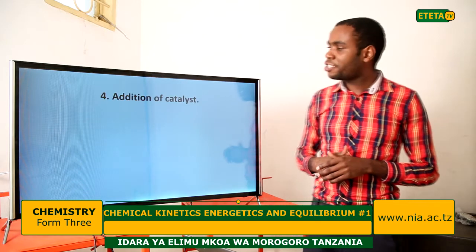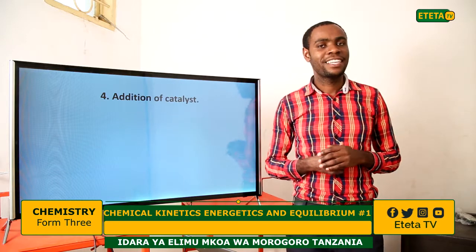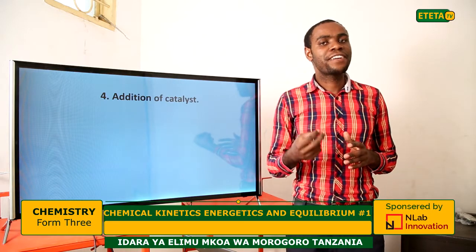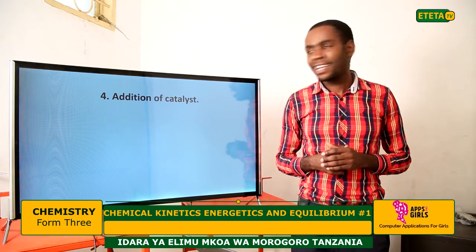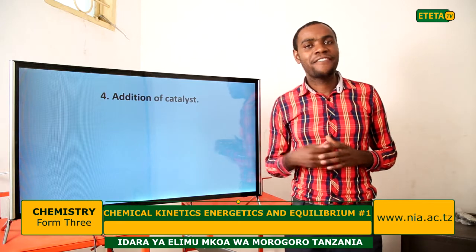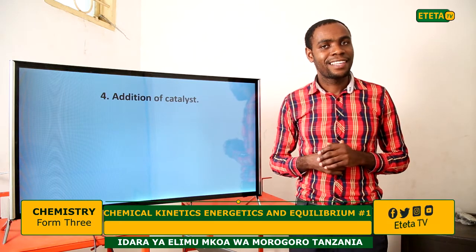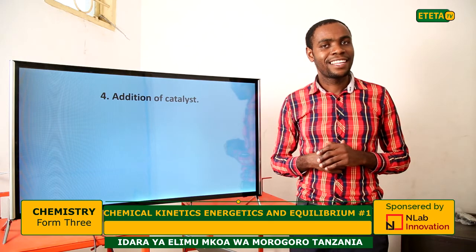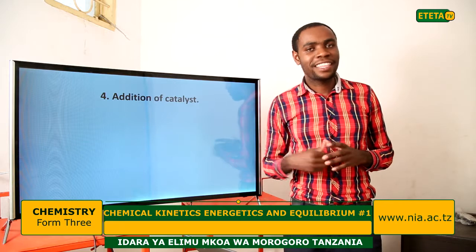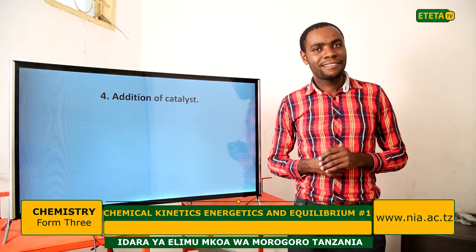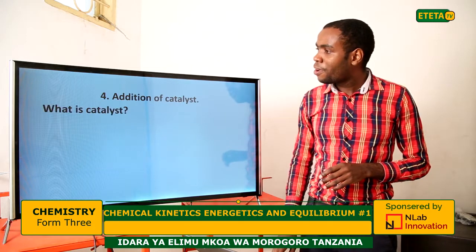Number 4, addition of catalyst. Now, how does the addition of catalyst affect the rate of chemical reaction? Dear students, can you explain why the addition of catalyst affects the rate of chemical reaction? Now, what is a catalyst? Can you define catalyst? Can you tell us how the addition of catalyst affects the rate of chemical reaction? It's okay. Now, what is catalyst?